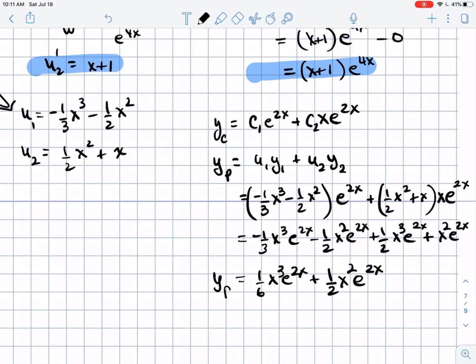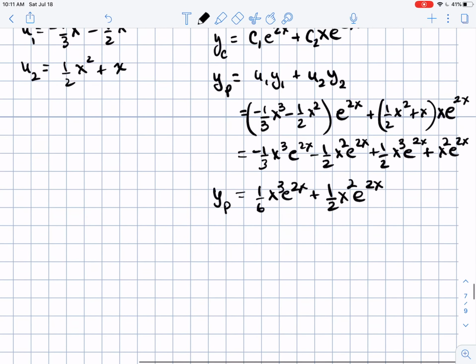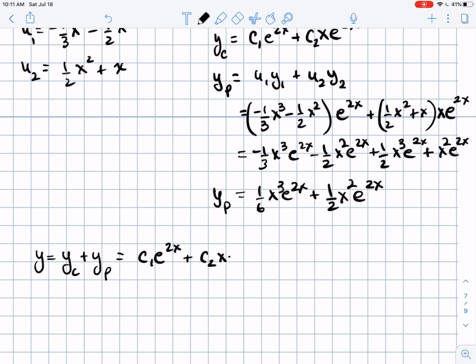So that's your y sub p, right? And then to put it all together, y is just going to be y sub c plus y sub p, which equals c1 e to the 2x plus c2 x e to the 2x plus 1/6 x cubed e to the 2x plus 1/2 x squared e to the 2x.